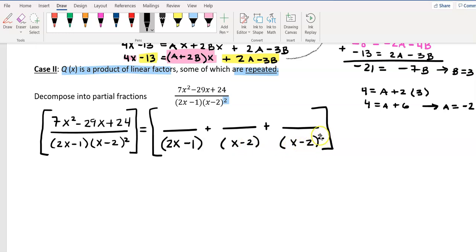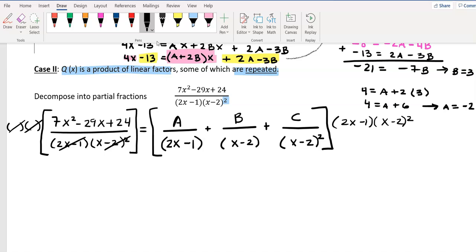We know it has the square here, but the actual factor here is linear. We're just going to write our a, b, and c. Now, to get rid of the denominator, as we did before, we multiply through on both sides by what's in the denominator, so it cancels on the left. I didn't write them in there, but I'm assuming you know that we're multiplying through by those denominators, and I will do the same on this side, so 2x minus 1 and x minus 2 squared.